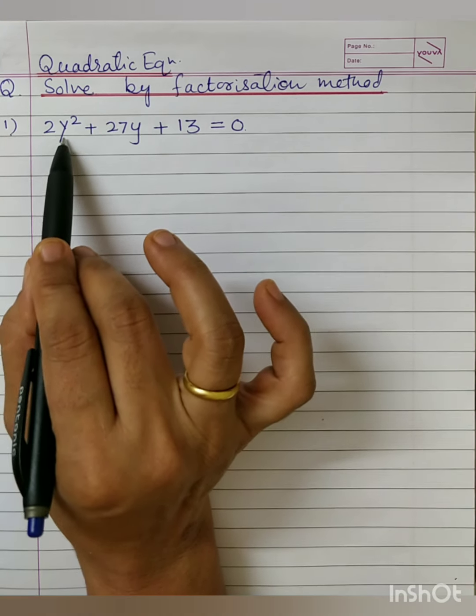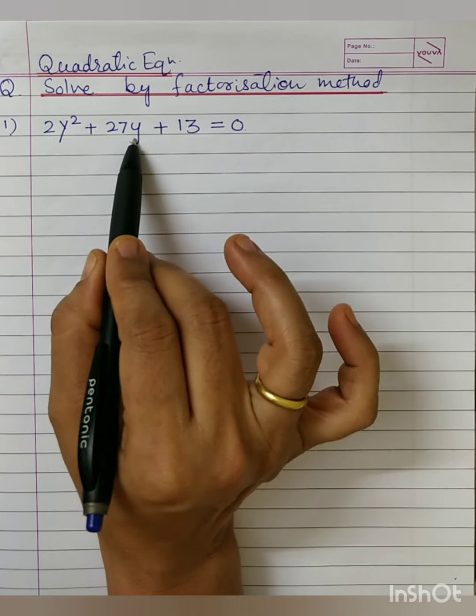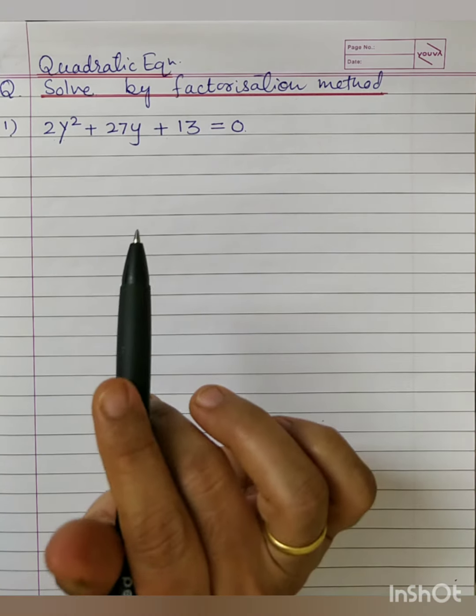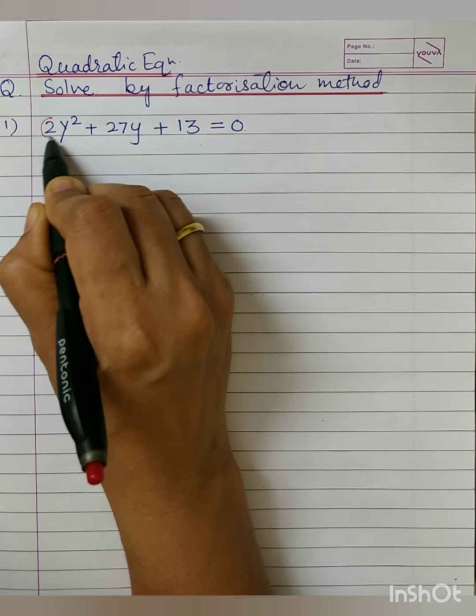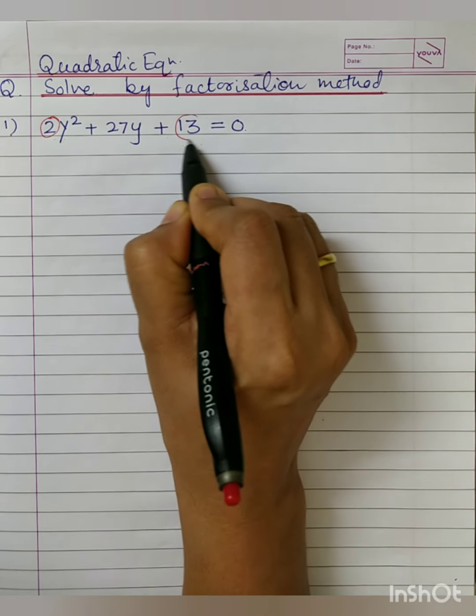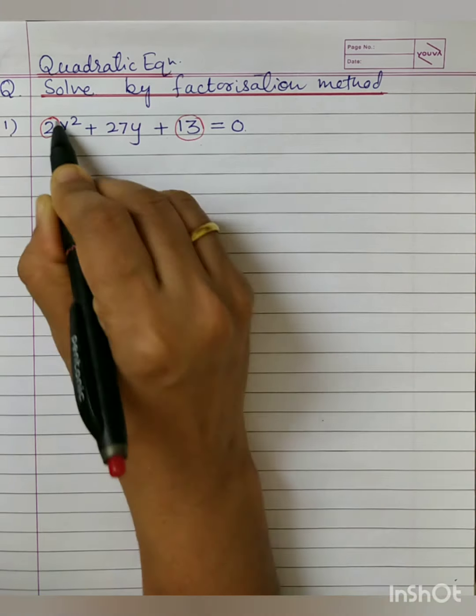Look at this question: 2y square plus 27y plus 13 is equal to 0. You need to solve this quadratic equation using the factorization method. So we have to go for product and sum. First, check if the equation is in standard form. Yes. The coefficient of y square is 2, and the constant term is 13. Multiply these two; that will be your product. So what is the product here? 13 twos are 26. Product is positive.